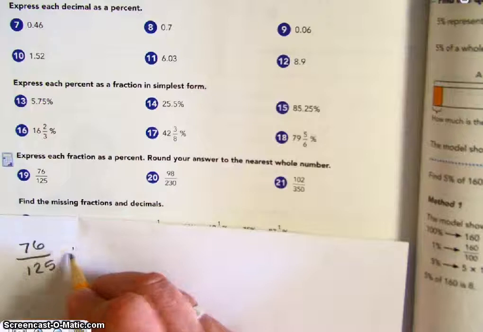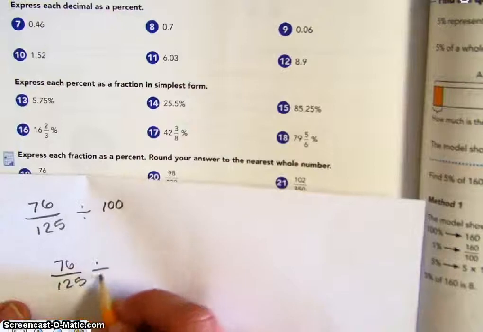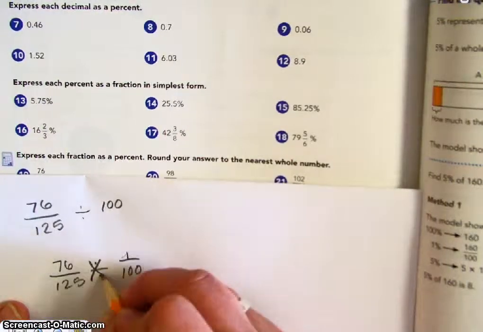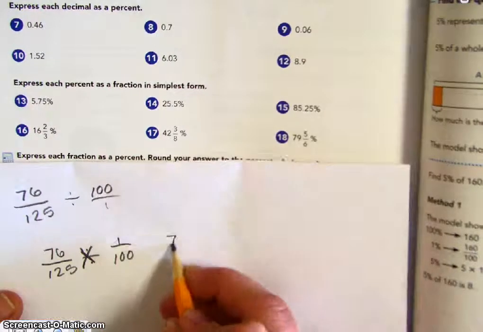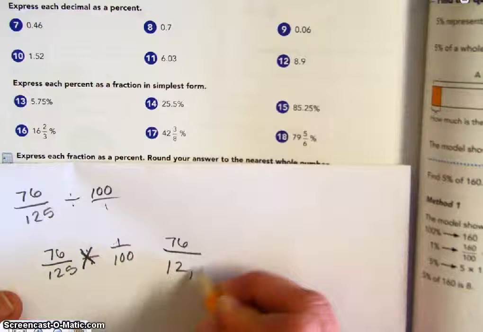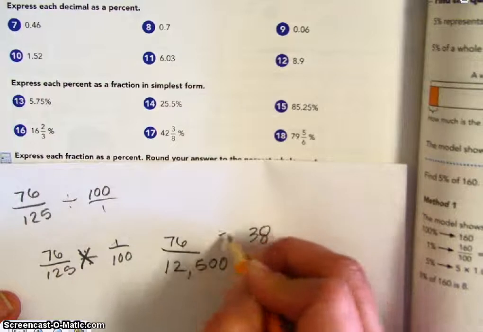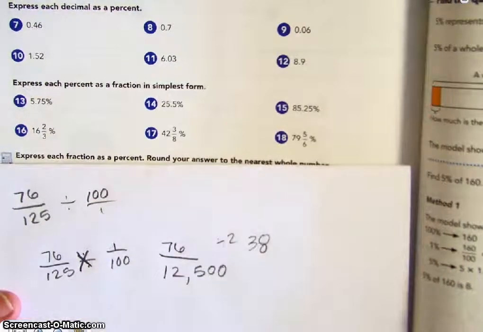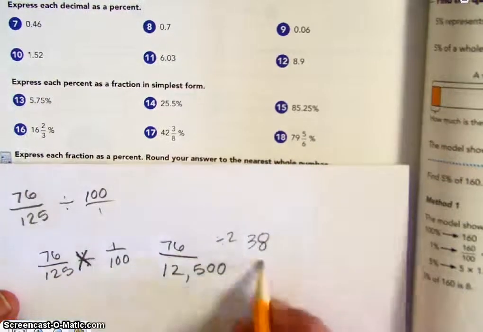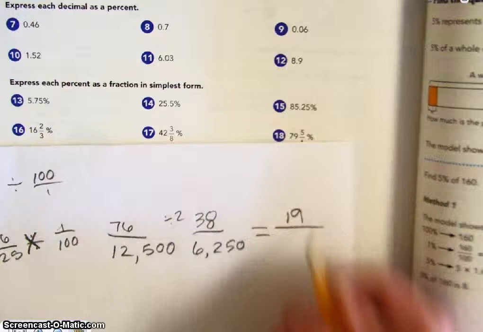So we still need to divide by 100, which would just be timesing by 1 over 100. Whoops, sorry, that should be a times. And so we would go 76 and then 125 times 100 is 12,500, and then we would just reduce. Since they are both even, let's just do the easiest and divide by 2. Whatever I do to the bottom, I have to do to the top. So if I divide that by 2, it equals 6,250. I can still divide by 2, and 38 divided by 2 is 19.